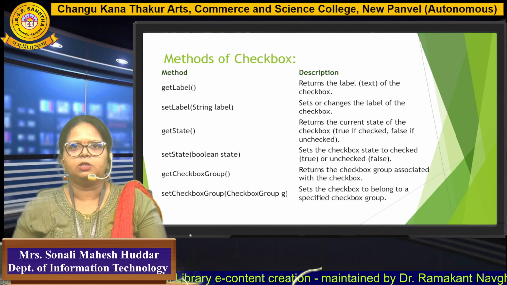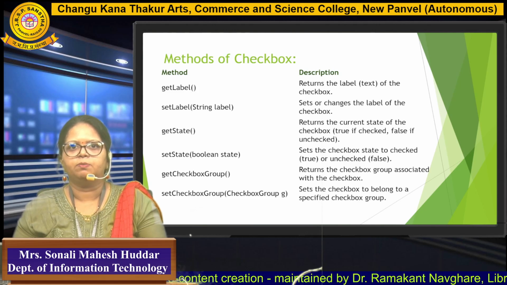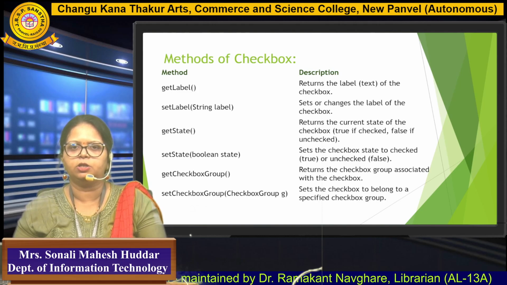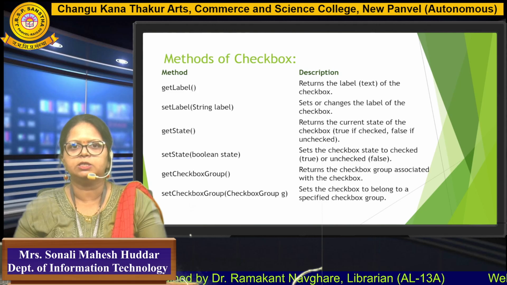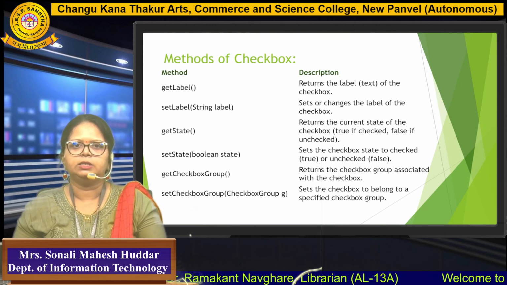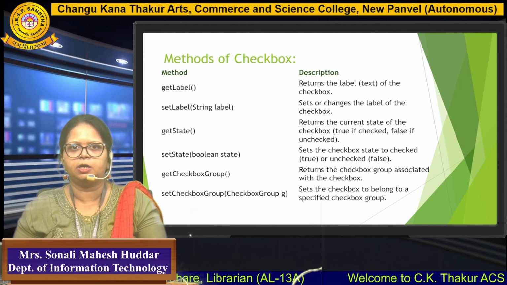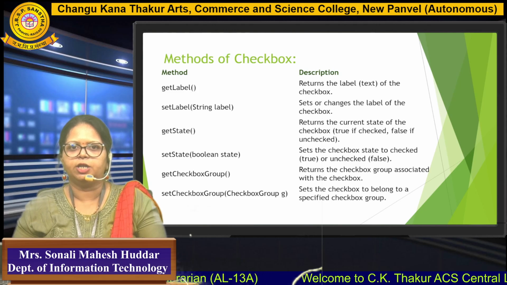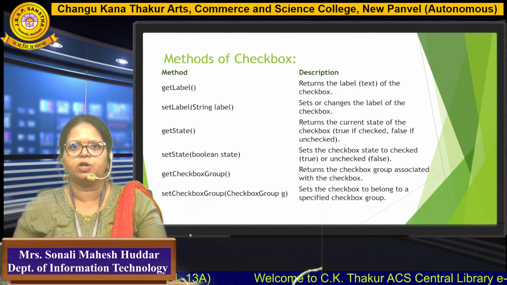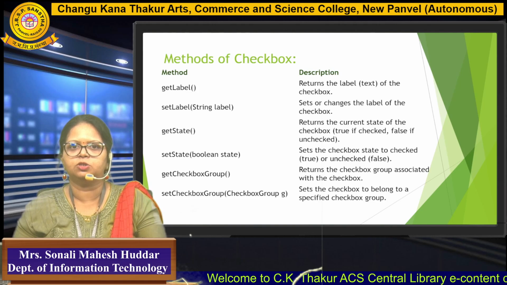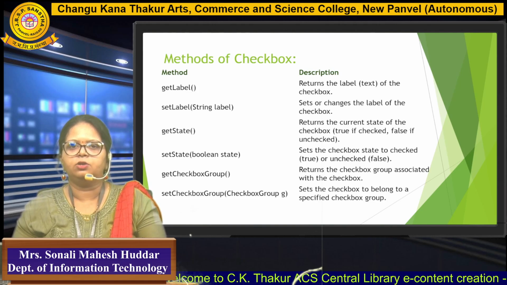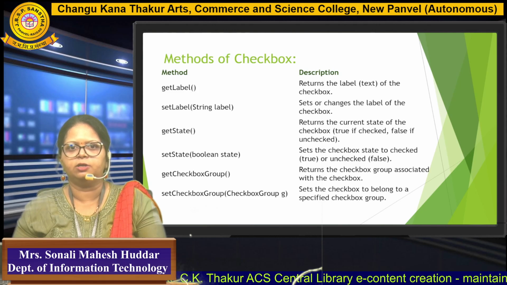Just consider the methods for your checkboxes. First one, getLabel. Whatever label you set for that particular checkbox, you can get with the help of this getLabel method. Then setLabel. You can provide a string as a label for that particular checkbox. getState, whether it is checked or unchecked, you can receive with the help of this method. setState, you can set that boolean state.